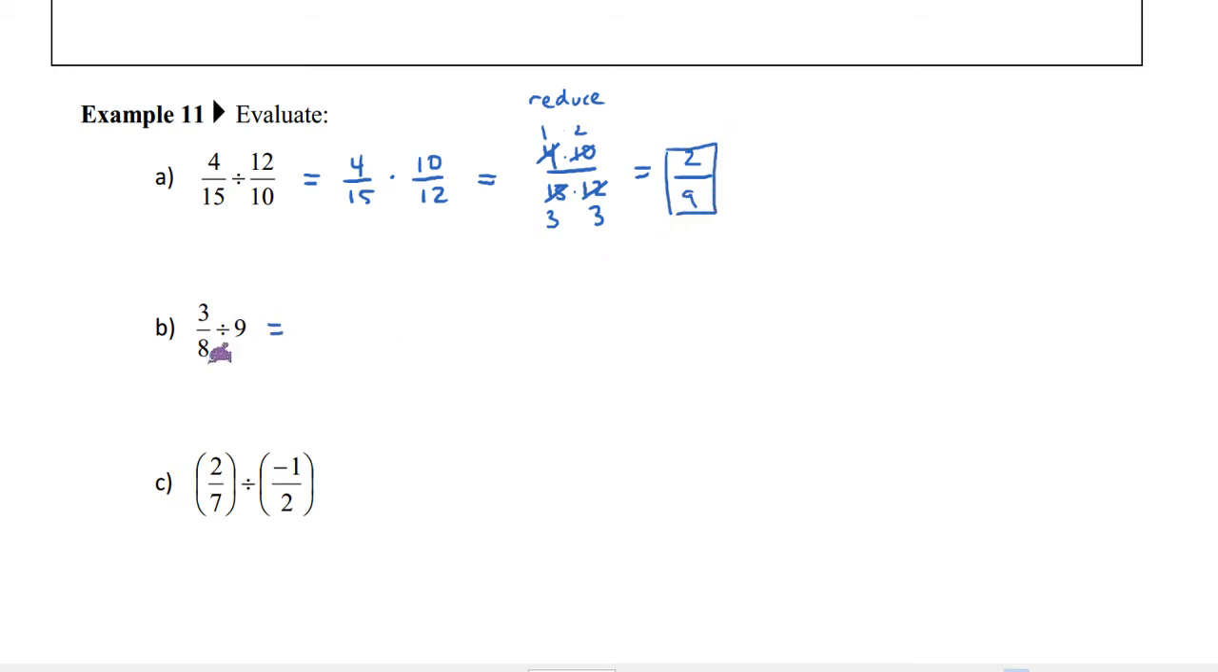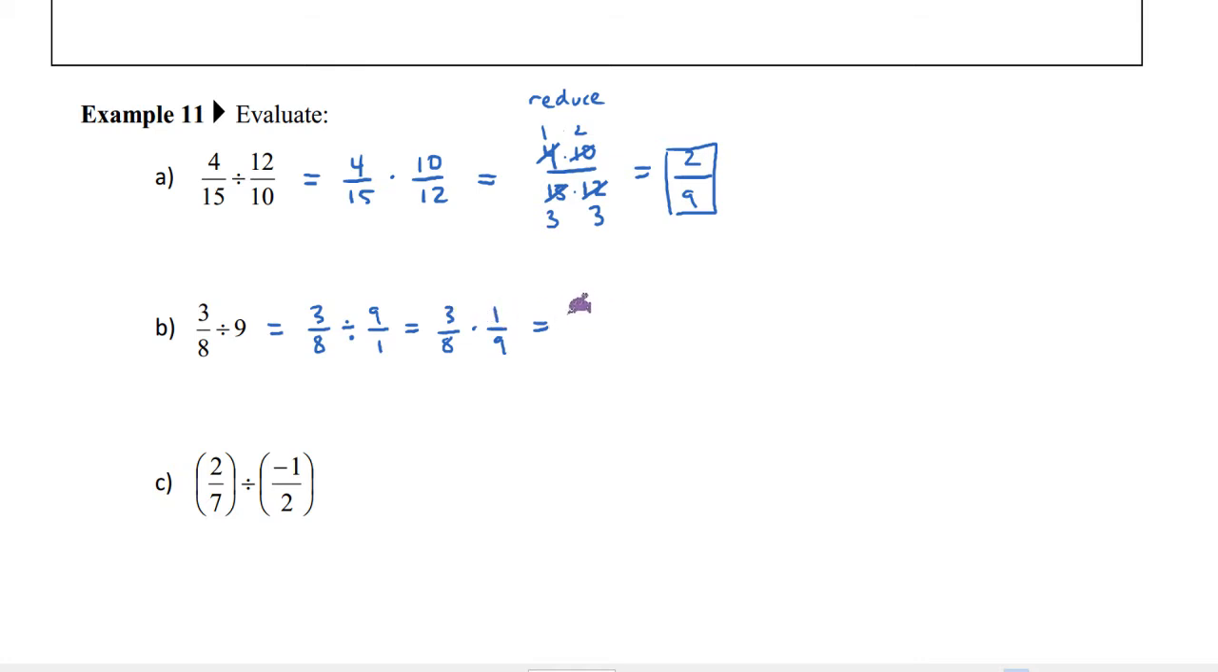Now this one, 3 over 8 divided by 9, we can think of that as 3 over 8. And then the 9, if you want, before you do the flipping, you can write 9 as 9 over 1. And now maybe it's a little bit simpler to see how you flip this, right? So now it's 3 over 8, and you're going to multiply by the reciprocal, so 1 over 9.